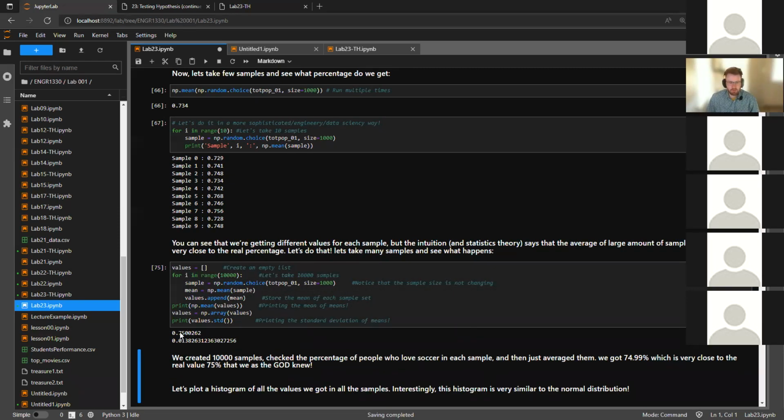So we did it 10,000 times, added everything up, and the likelihood of a random person liking soccer from our 60 million population, as we've approximated it, is 0.7502, which is very close to the true value that we knew because we assumed we knew this. So we're assuming we have total knowledge and that the true value is 0.75. Well, this is pretty darn close.